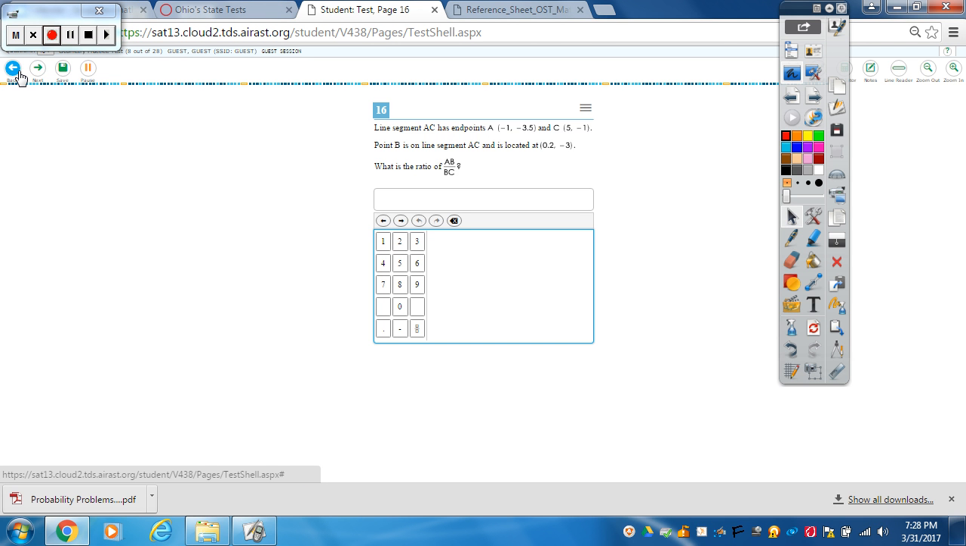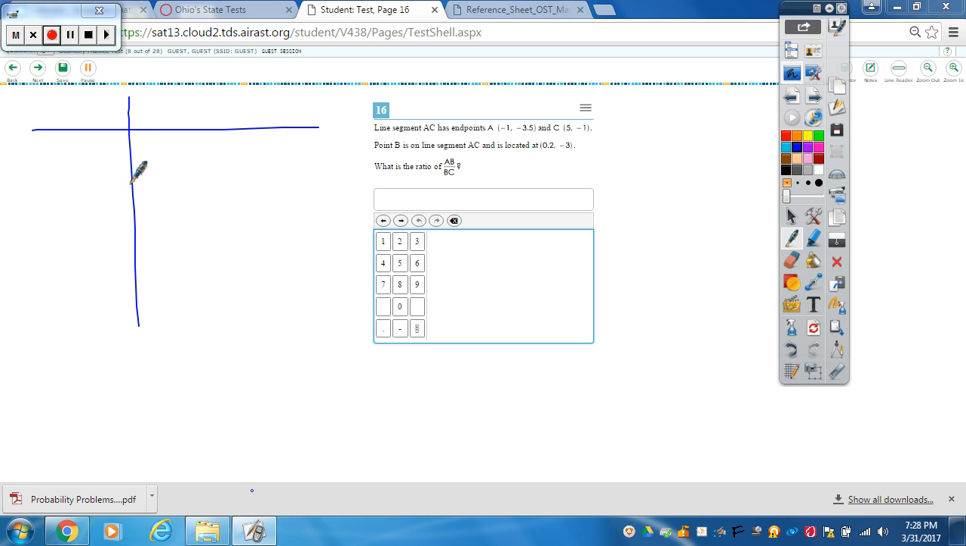Number 16. Line segment AC has endpoints at A and C. Point B is on line segment AC and is located at point 2, negative 3. What is the ratio of AB to AC? Again, you have to draw this out, guys. It's very hard to visualize this unless you can see everything. So here's what I'm going to do.